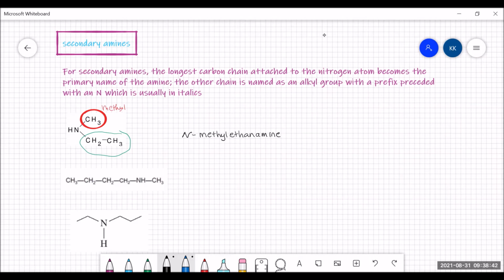I want you to pause the video and try the next one. How did you go? The longest carbon chain here is a butyl, so this is a butanamine. It has a methyl group attached. So this is N-methyl butanamine. It's actually butan-1-amine.